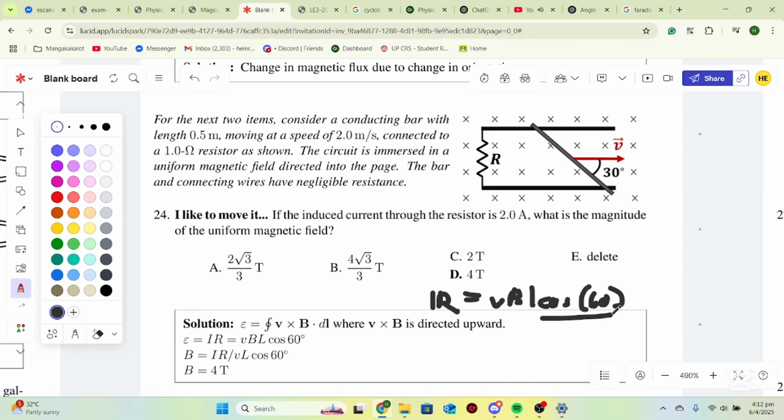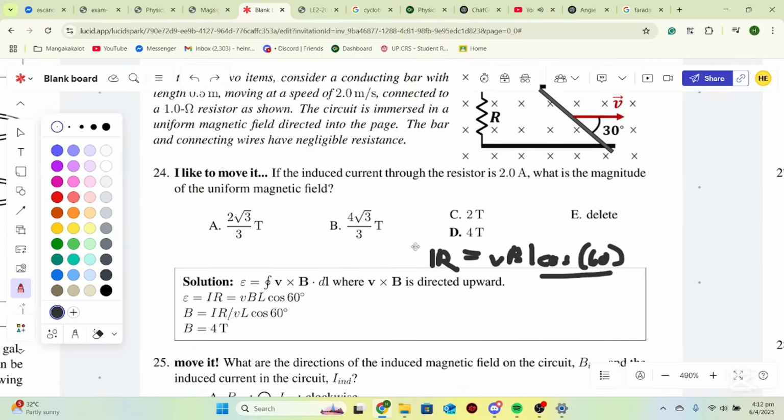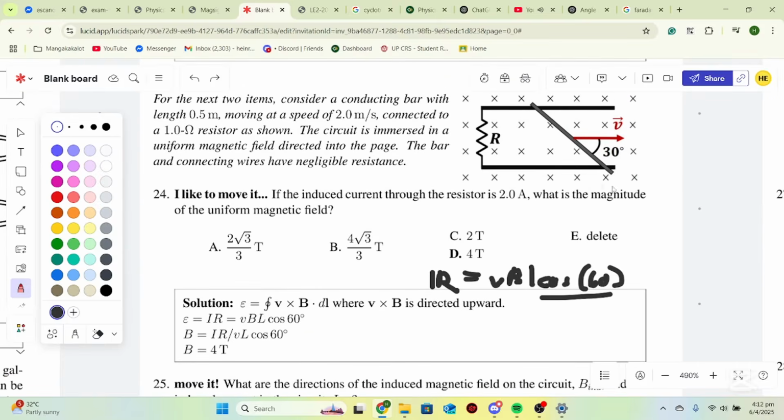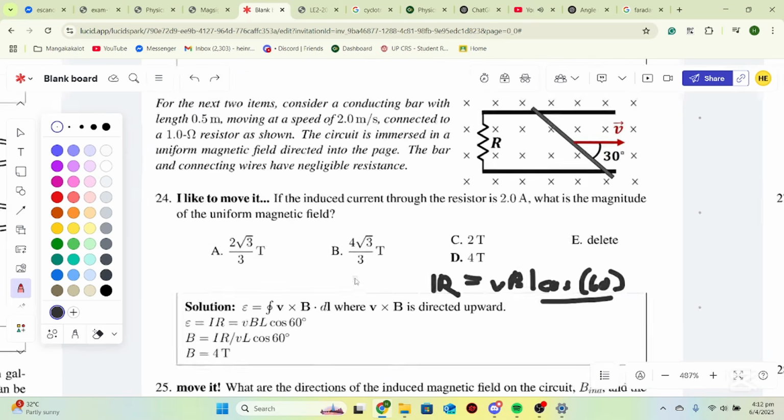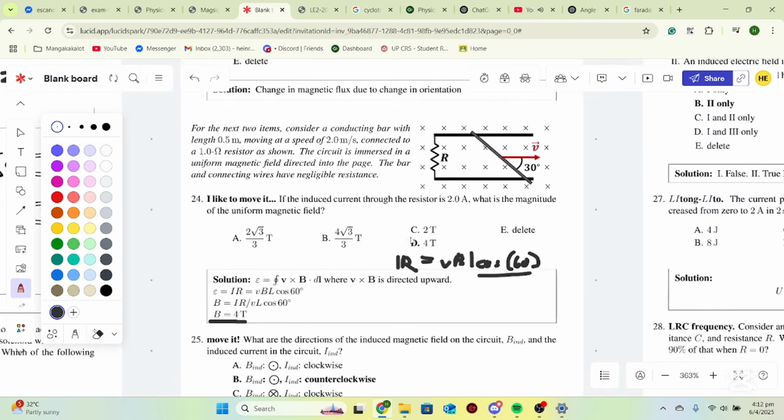Cosine 60 is just 90 minus 30, so you get 60. So cosine 60 VBL. And then just plugging in all of the numbers, we'll have B equal to 4 T. So B is equal to 4 T.